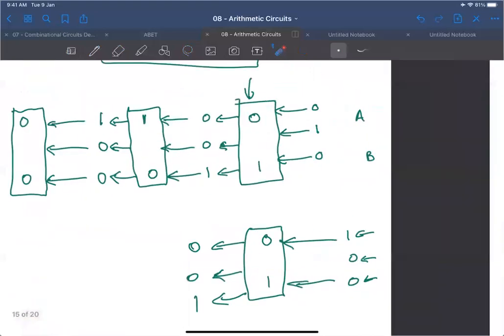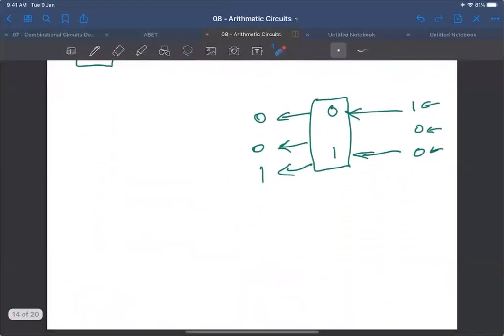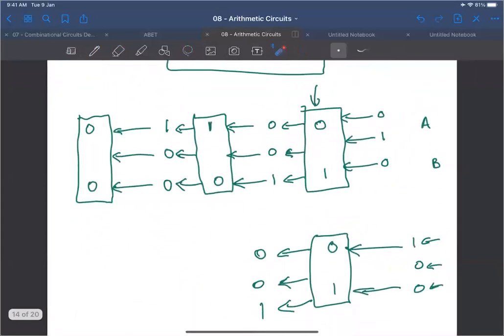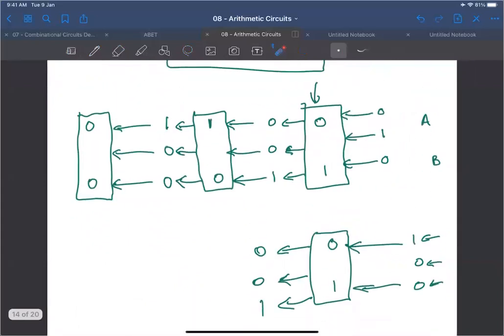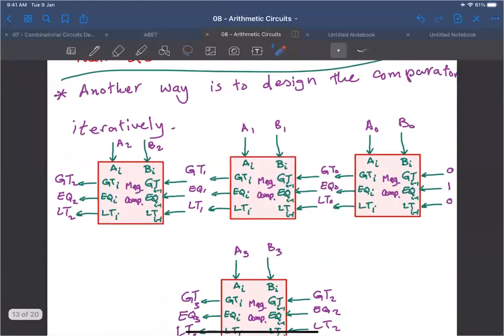So coming back, any question before I come back to the theoretical part? Any question about the example? Okay, coming back to the iterative design of the comparator.